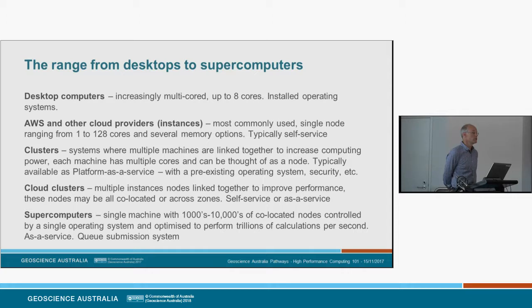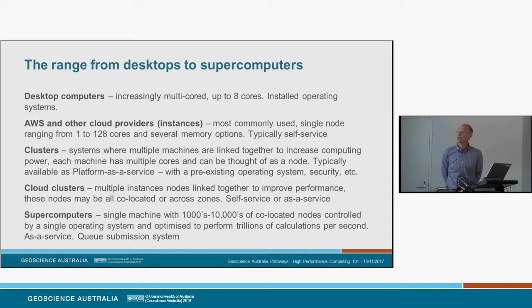These are becoming more and more common. They're multi-cored, and the bigger machines will have up to 8 cores. They have installed operating systems, and most people at GA will have a Windows machine, but you may have something else like a Linux machine, or you may be a Mac OS operating system person.